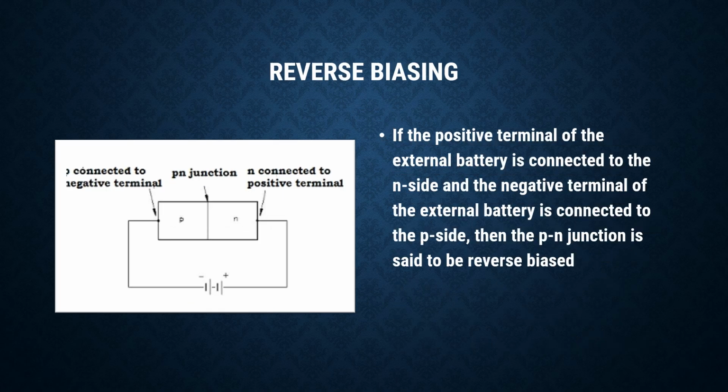So now what is reverse biasing? Reverse biasing is done if the positive terminal of the external battery is connected to the N side and the negative terminal of the external battery is connected to the P side. So we just reverse the connection. The negative is connected to the P side, where holes are regarded as positive, and the positive terminal of the battery is connected to the N side, as the electrons are regarded as negative. So this biasing is known as reverse biasing.